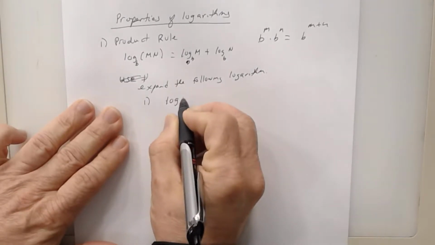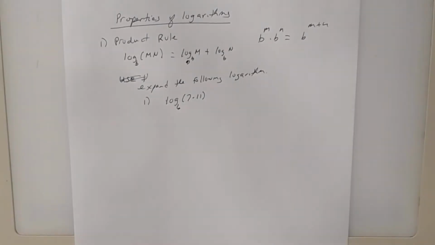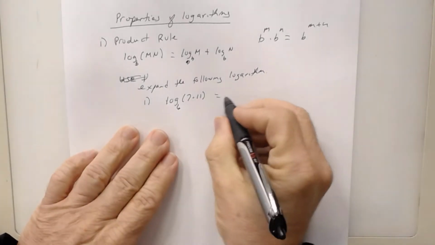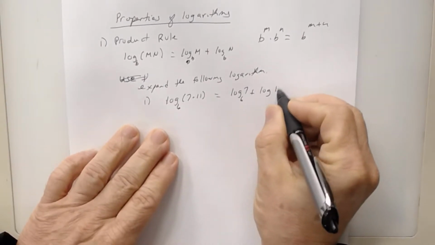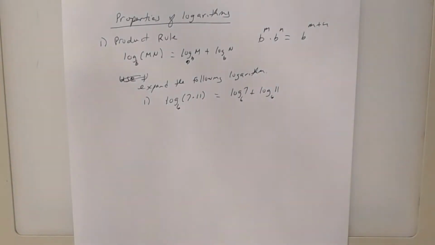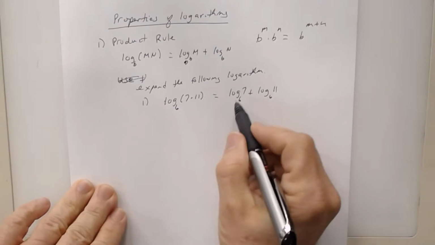The log of 7 times 11 base 6. I want you to expand it. Right now it's written as a product. I want you to write it as what operation? Addition. So what's the answer? Log of 7 base 6 plus log of 11 base 6. And that's it. That's all you can do. There's your answer. So you expanded it. You went from a product to an addition problem.